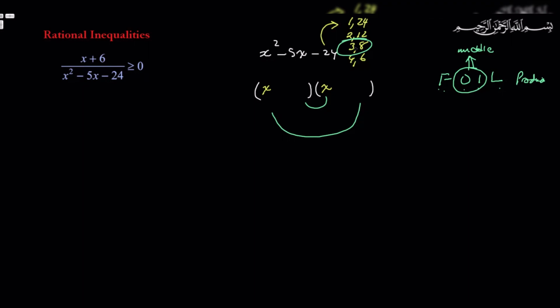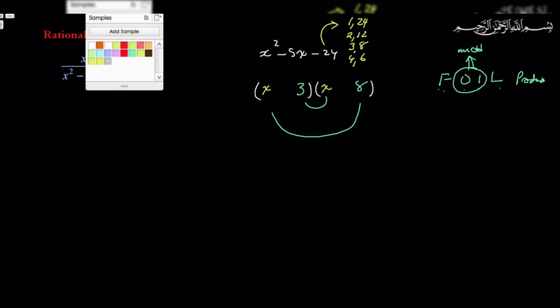Well, you know, it's going to be 8 and 3. If you do enough of these, it becomes pretty natural. So it's going to be 3 and 8. Now all we have to do is figure out the signs, and that's not that difficult.